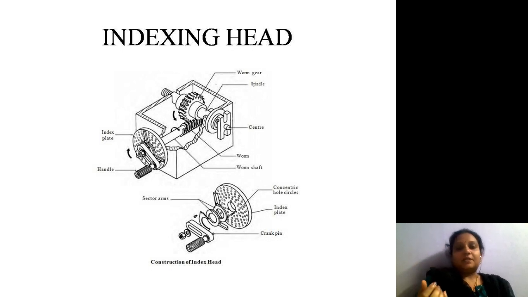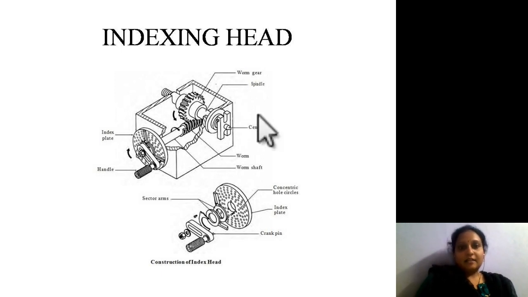Say, for example, if you want to generate or produce some gear, then in order to produce the gear, we divide the component into a number of equal parts. So the division into a number of equal parts is called indexing. So while performing the operation, we divide the component into different sectors, or into a number of parts, and we complete the parts.